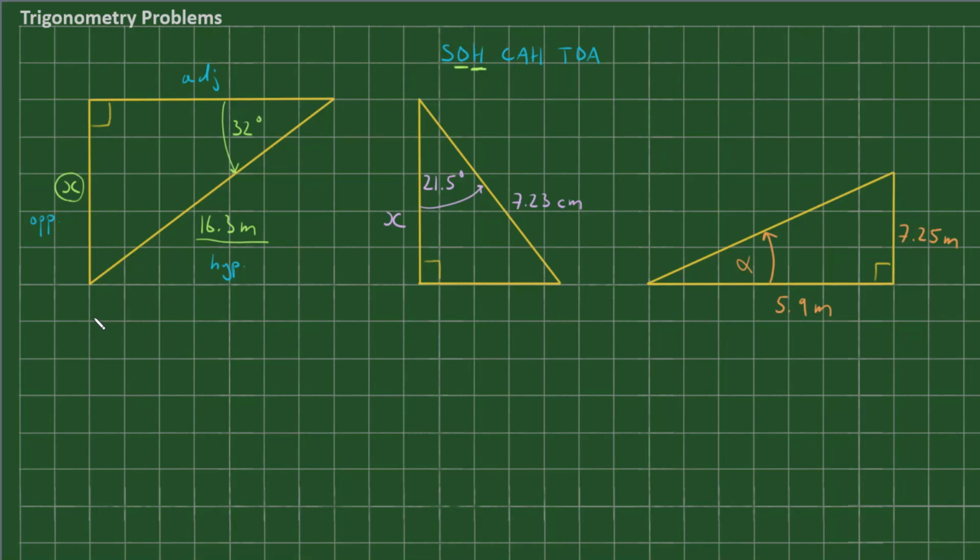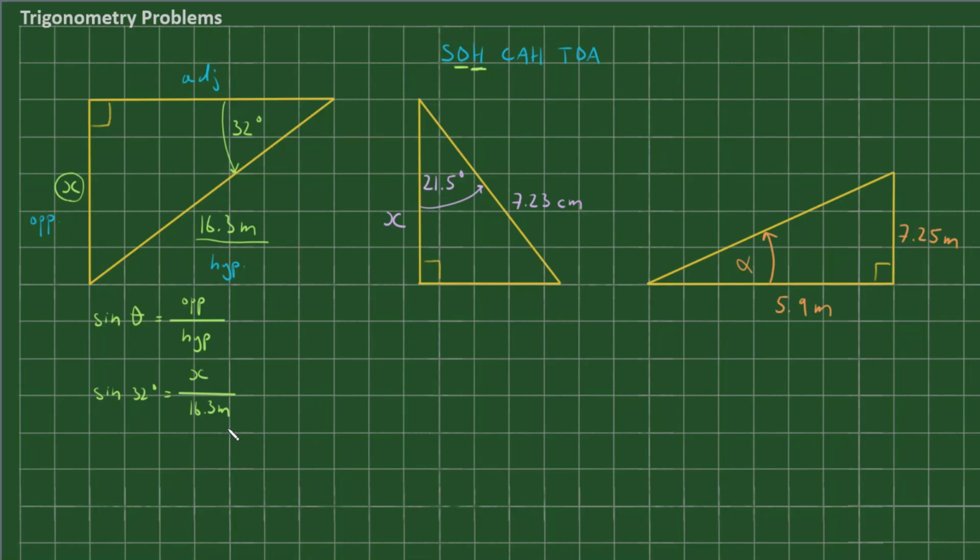It is good practice to write out the formula of the trigonometric function you're going to use. So in this case, I'm going to use sine. The formula is sine theta equals opposite over hypotenuse. In this case, the angle has been given as 32 degrees. So I can write sine of 32 degrees equals opposite. Opposite is the unknown, so that is my x, over the hypotenuse. The hypotenuse has been given as 16.3 meters.